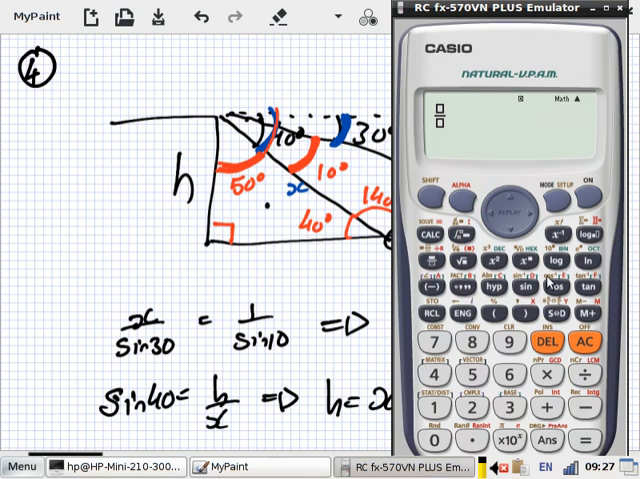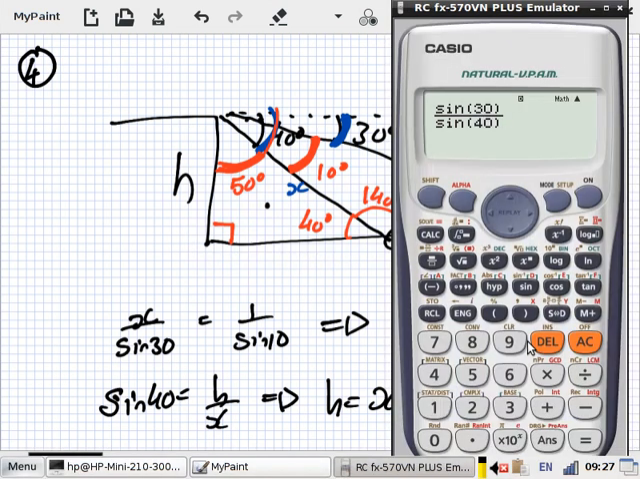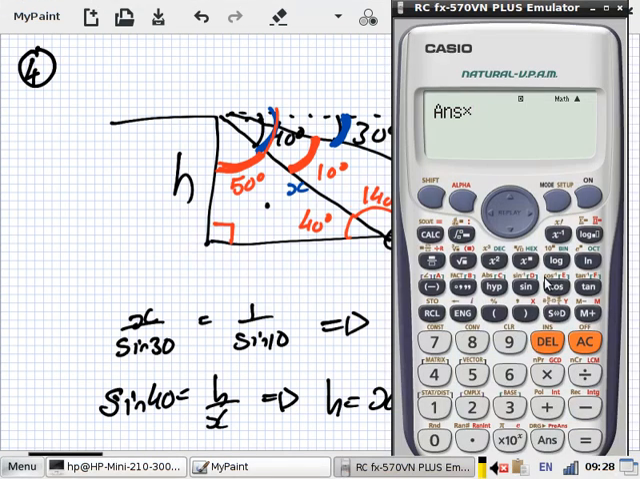So we have sine 30 over sine... what was this number here? That was a 10. Sine 10. And then multiply by sine 40. Right, so 1.85 kilometers.